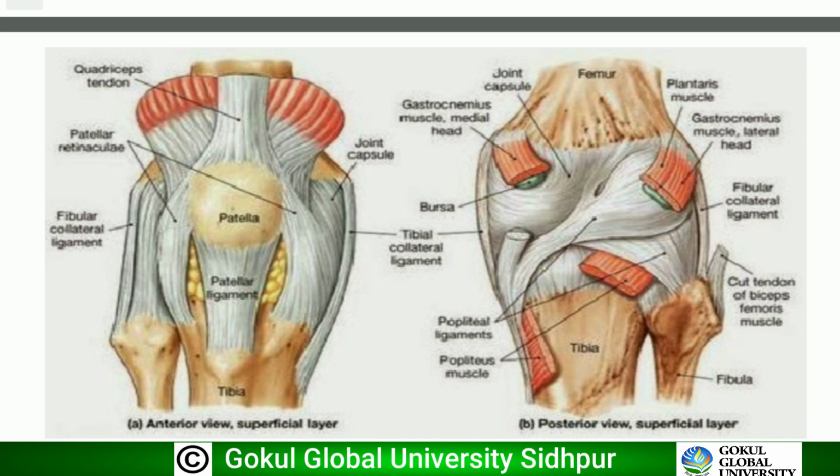Suprapatellar bursa that we have seen. Now below the ligamentum patellae, you can see some yellow colored pad. So this will be the infrapatellar pad. Okay.